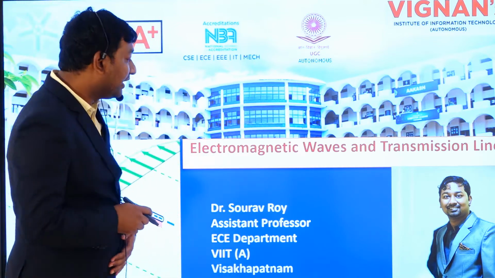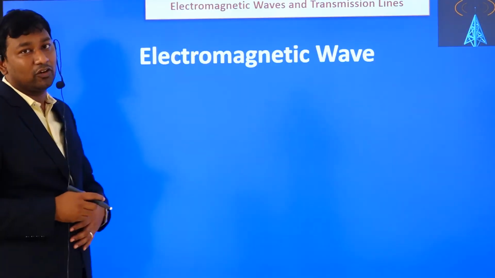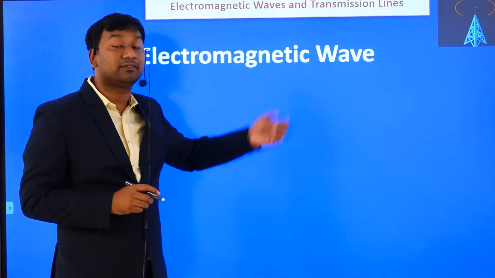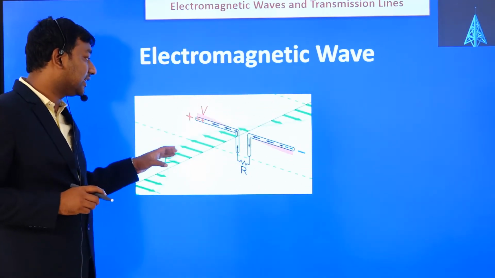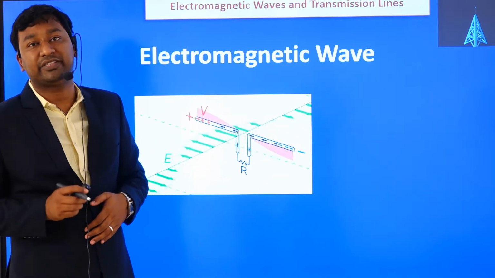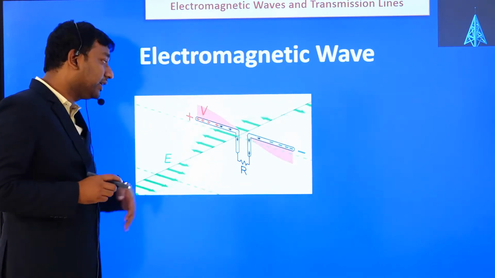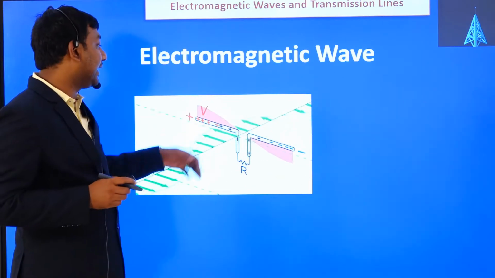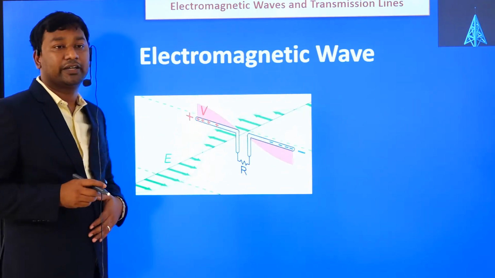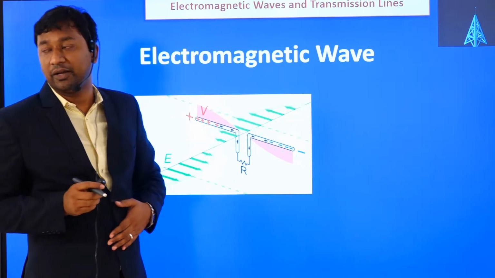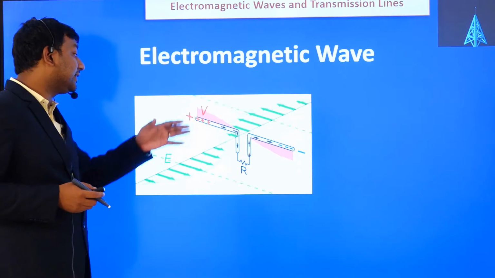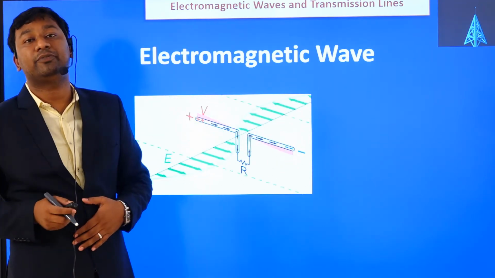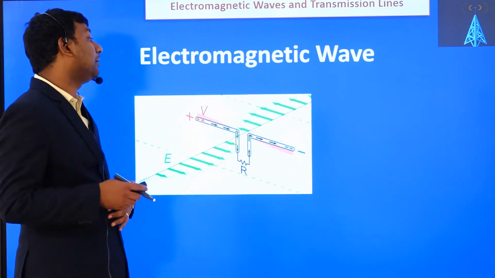So what is an electromagnetic wave? The name itself suggests that it consists of an electric as well as a magnetic part. Here we can see how electromagnetic waves are generated using time-varying electric and magnetic fields. A time-varying electric field creates a magnetic field, and a time-varying magnetic field creates an electric field. So time-varying fields create the electromagnetic wave, which consists of an electric as well as a magnetic part.